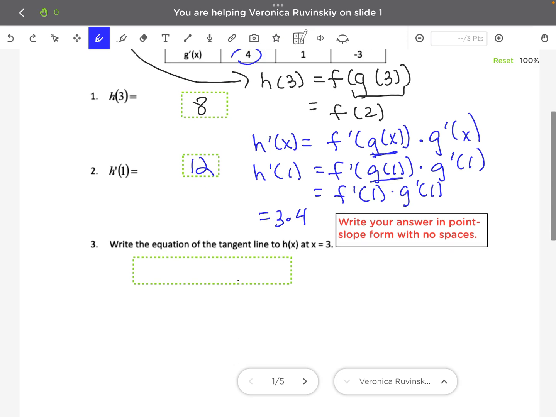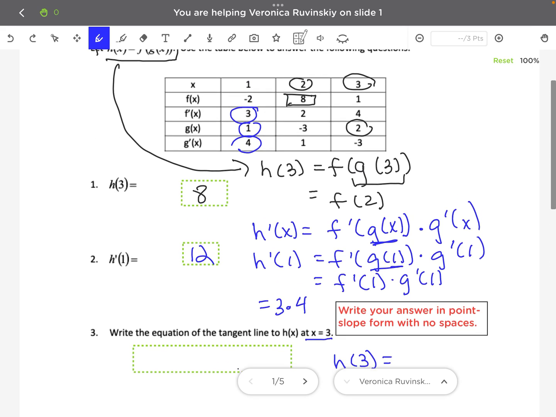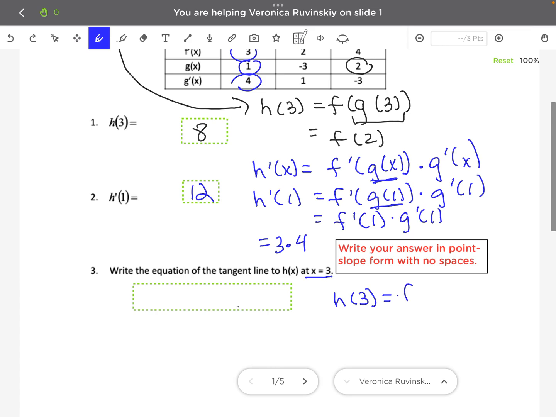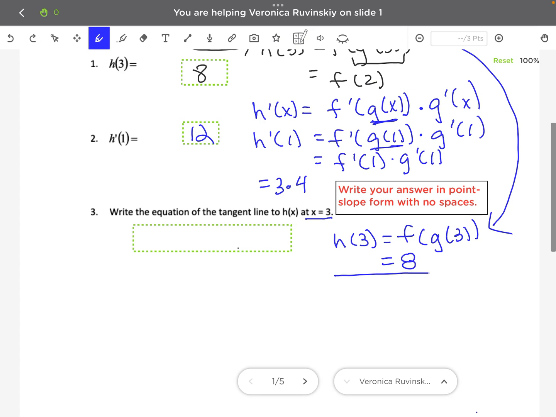Now I want to write the equation of a tangent line at x equals 3. So again, what are the two things that we need to write the equation of a tangent line? We need a point. So I need the y value of h at 3. But again, going back up to the top, h of 3 would be f of g of 3. But notice, we just found it up here. So h of 3 we already figured out is 8. I don't know why I did it again. But there's my point, 3 comma 8.